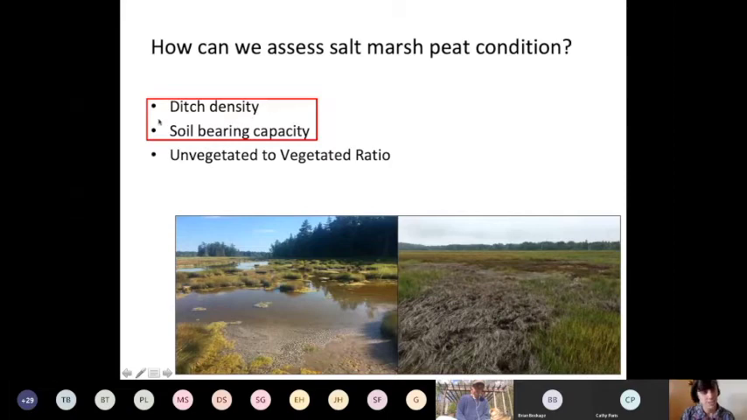The density of ditching in marshes. These have been dug pretty much since European colonists set foot on the shore, and also later on for mosquito control. The second metric is soil bearing capacity, which is essentially a measure of soil strength. You can imagine stepping on this mucky spot, you'd sink right into it, and those areas have lower bearing capacity than a nice firm marsh platform over here.